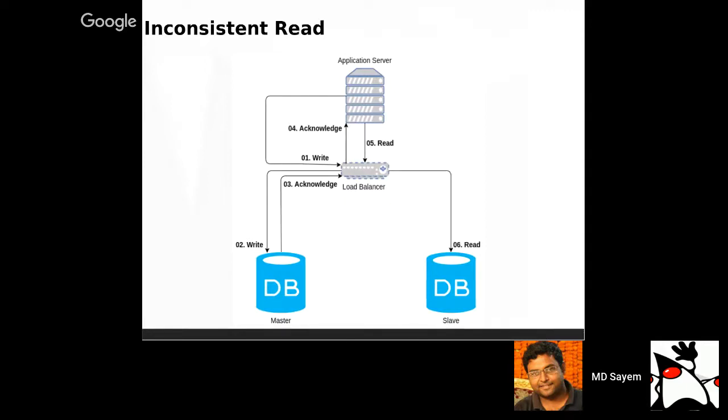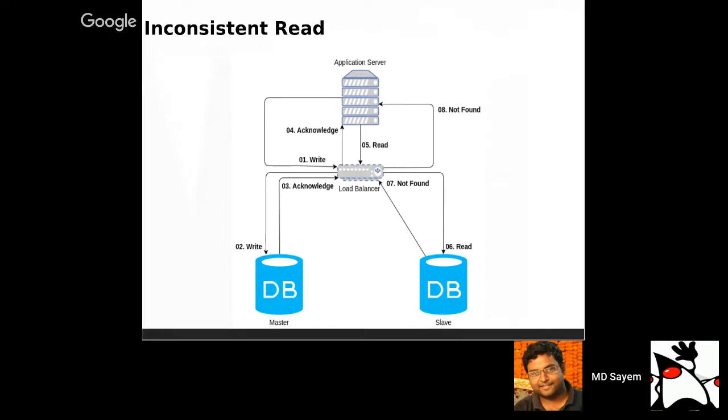However, rather than forwarding the request to the master, load balancer now decided to forward it to the slave. It can happen. In fact, it will happen very often, as master will be more busy than slave, as it has to handle the writes as well as the reads. But the data has not been replicated yet, so slave will say, hey, I don't have this data. Load balancer will then return a not found response to our application server.